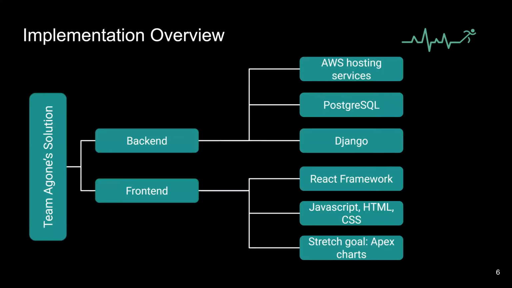And we're doing so through some back-end and front-end technologies. On the back-end, we're using AWS, PostgreSQL, and then Django to handle all of the user authentication and the hierarchy of the different users. And on the front end, we're using React as our base, along with JavaScript, HTML, and CSS. And we hope to be able to have time to create visualization of the data with Apex charts. But our client said that this was not their highest priority, so that's our stretch goal.